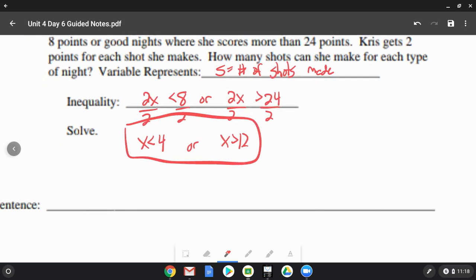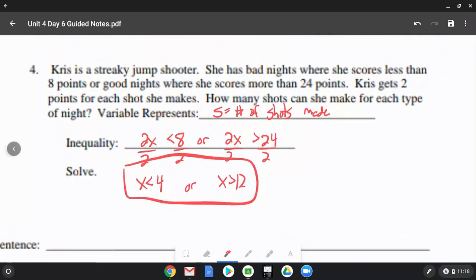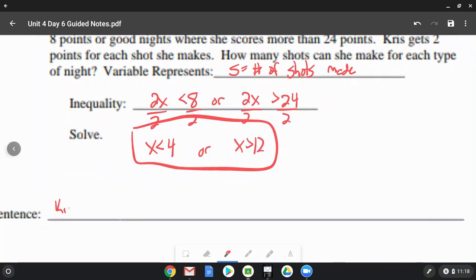So the sentence would be, what is it, Chris can make less than 4. That's on a bad night. Or more than 12. That's on a good night.